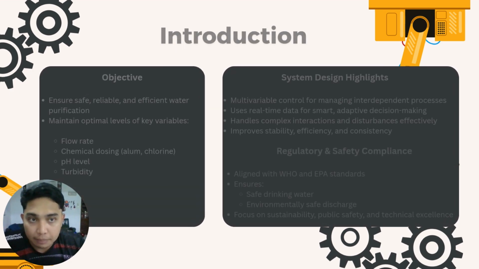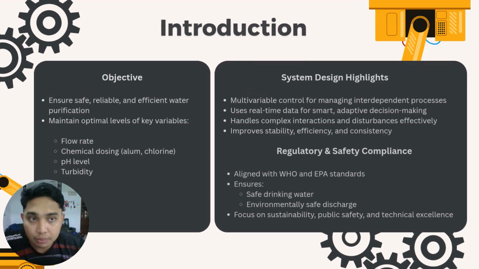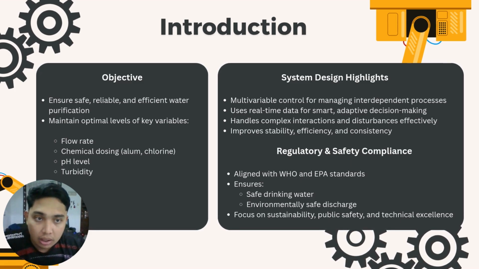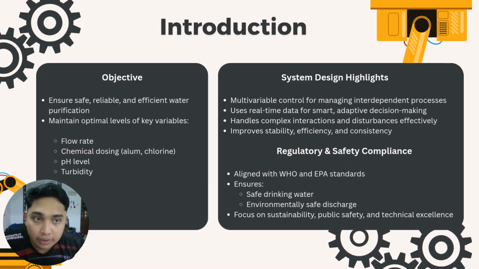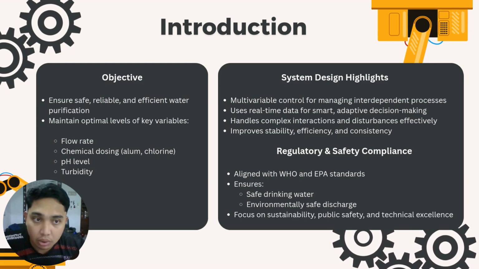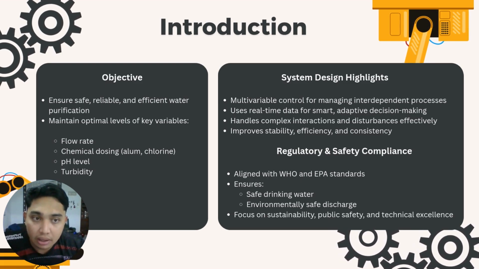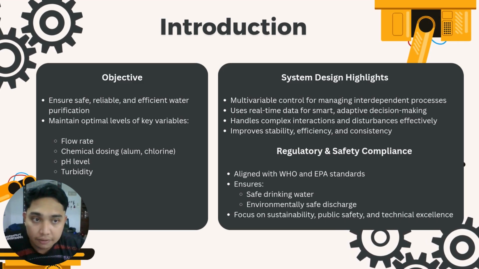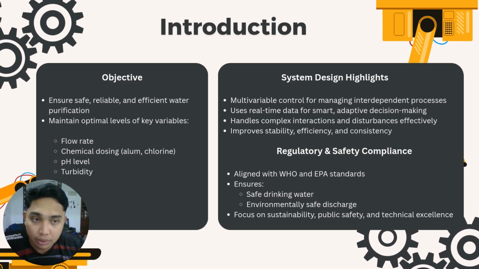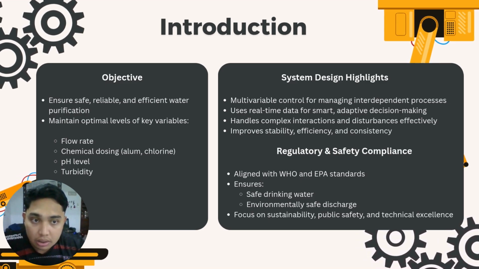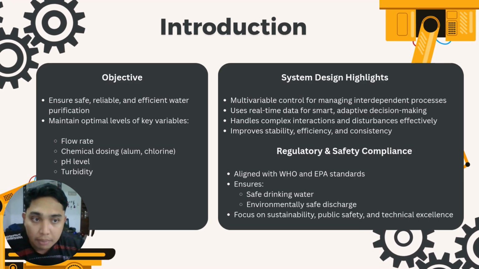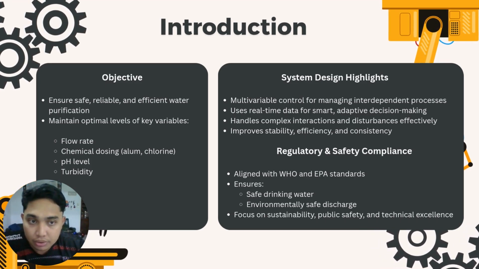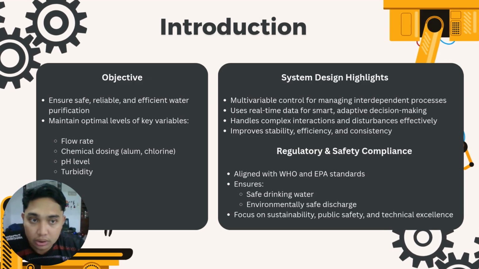Hello everyone, let me start by introducing the key objective and highlights for our treatment plant project. The main objective of this system is to ensure that water purification is safe, reliable and efficient. We aim to maintain optimal levels of several key variables including flow rates, chemical dosing such as alum and chlorine, pH level and turbidity. These are critical for producing clean and safe drinking water.